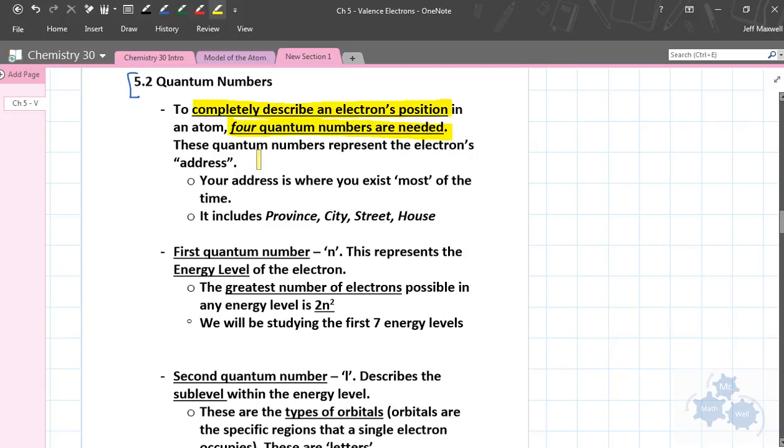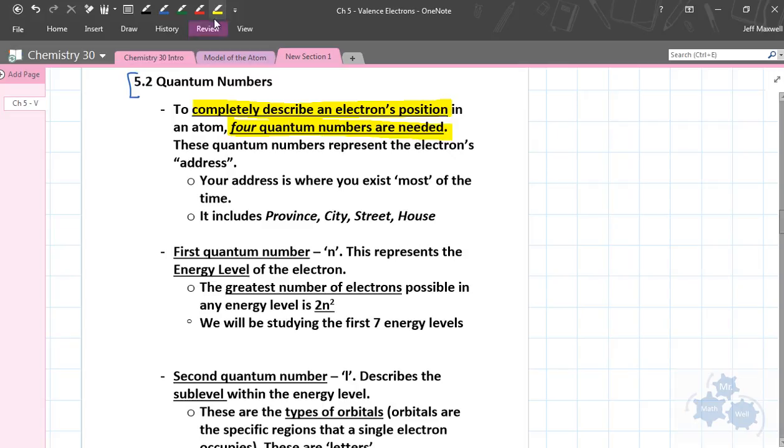So if you think about your address, where you live, that's where you are found most of the time. It's where you sleep, it's where you eat. During the day, you might be at school or wherever you are with your activities, but most of the time, you are at your house. And the quantum numbers for an electron are basically the electron's address.